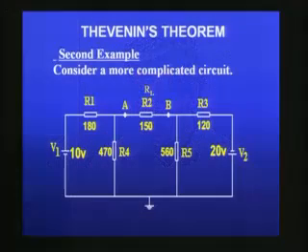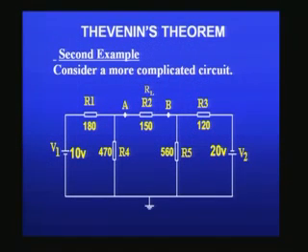Now we have seen a very simple scheme in which I have used only one voltage source and 3 resistors. We can also take examples which involve more than one voltage source and several resistors. So, I have now considered a second example which is more complicated.